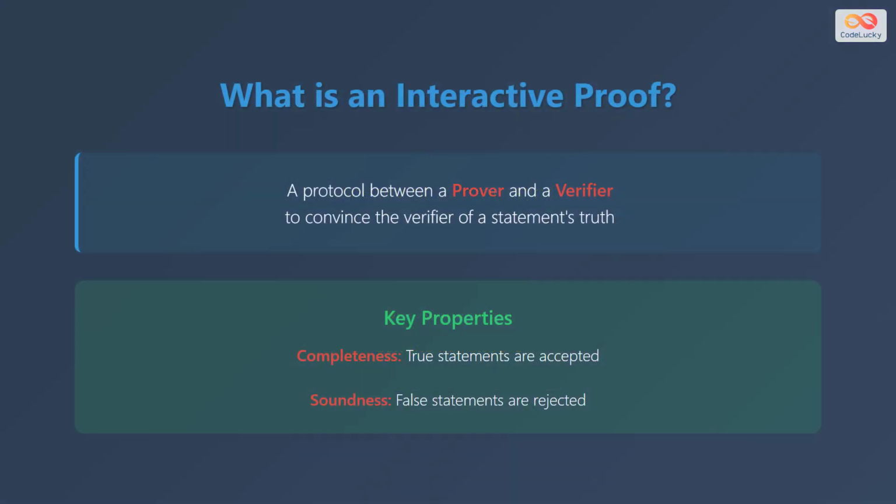An interactive proof is defined as a protocol, which is a series of interactions between two parties, a prover and a verifier. The purpose of this protocol is to convince the verifier of the truthfulness of a particular statement. Key properties of interactive proofs include completeness, ensuring that true statements are always accepted, and soundness, which ensures that false statements are always rejected.